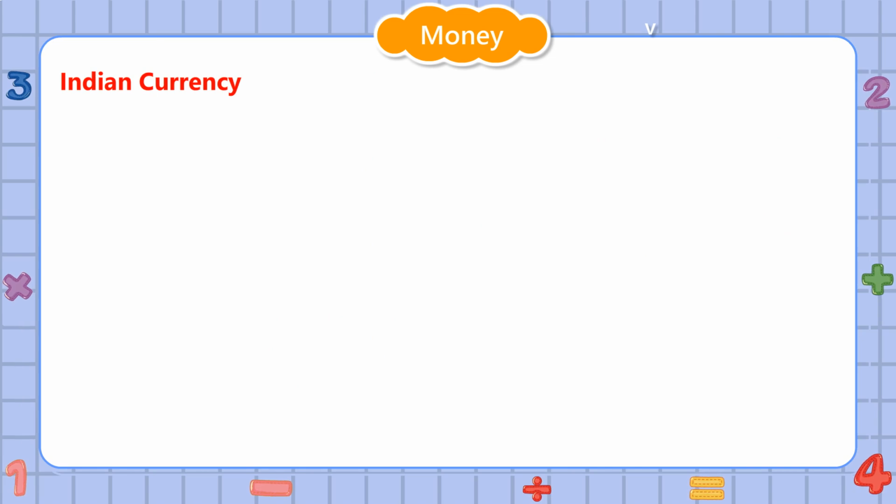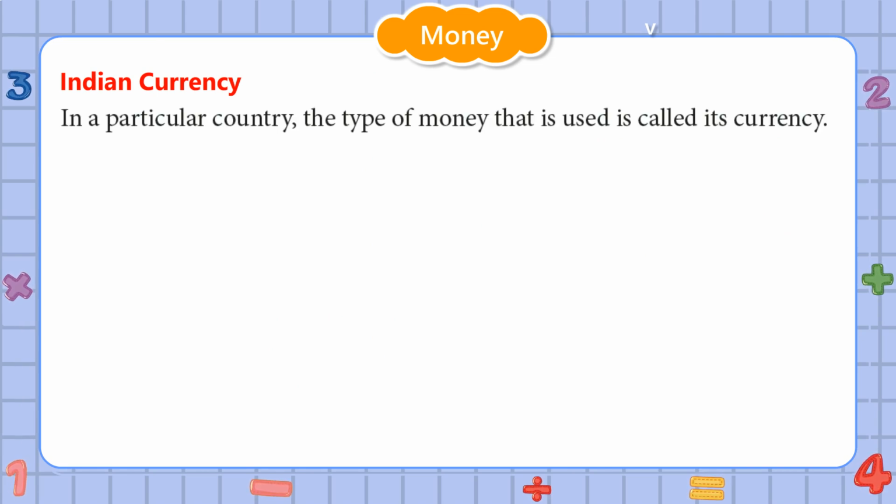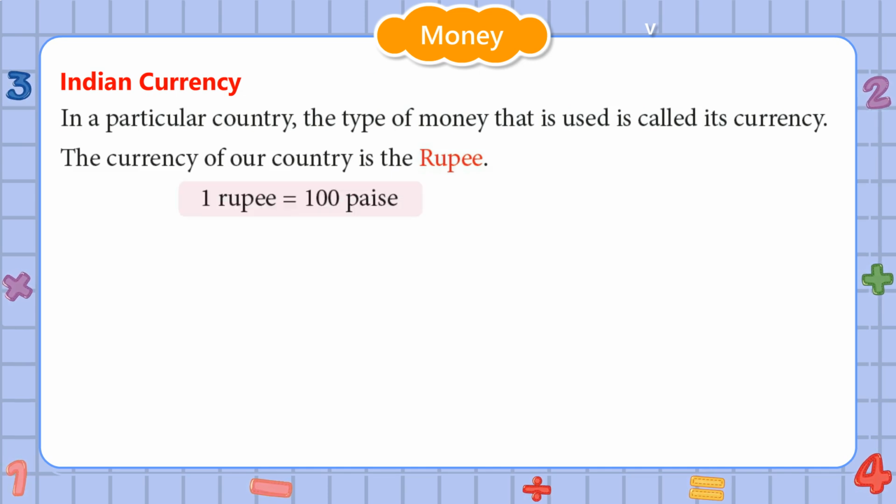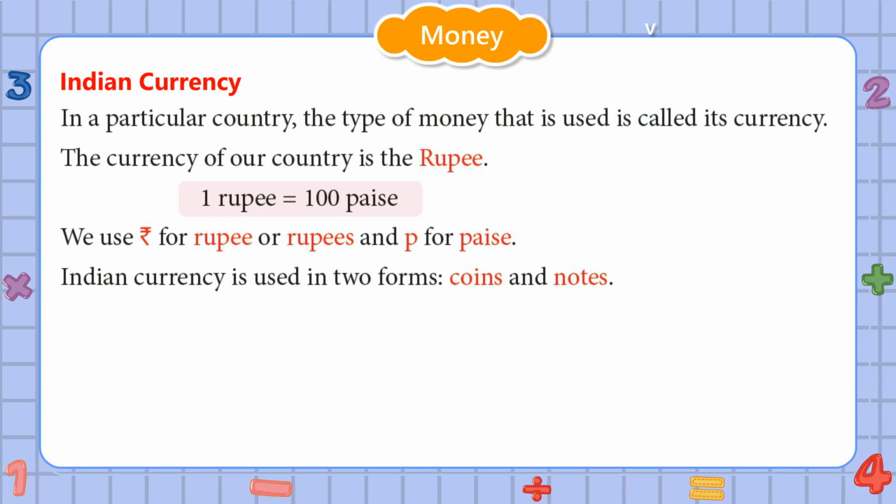Indian currency. In a particular country, the type of money that is used is called its currency. The currency of our country is the rupee. 1 rupee is equal to 100 paise. We use this symbol ₹ for rupee or rupees and P for paise. Indian currency is used in two forms, coins and notes.